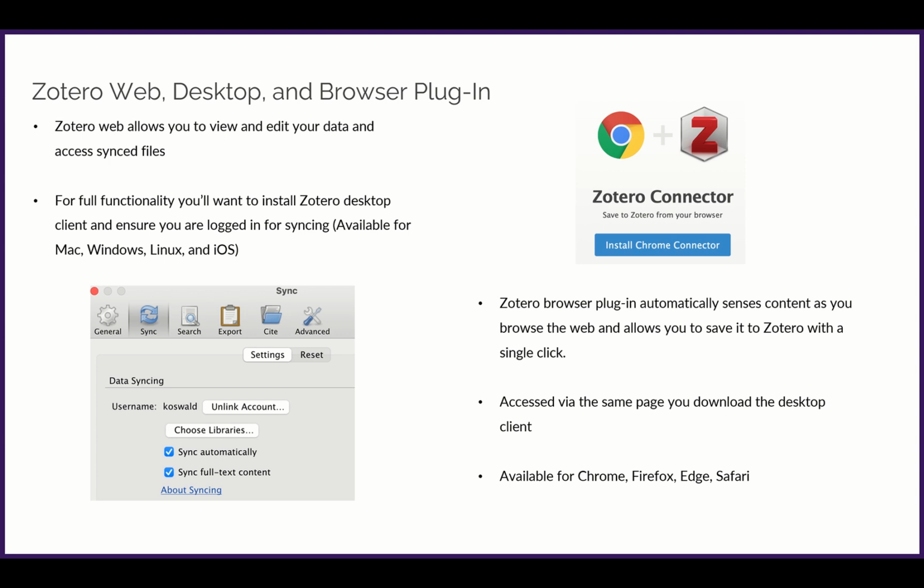We'll go over that in just a little bit. And then you'll want to also download Zotero Connector, which is an extension for your browser. It automatically senses content as you browse the web, and it allows you to save to Zotero with a single click. It's also accessed via the same page that you download the desktop client, which is zotero.org. And the Zotero Connector is available for Chrome, Firefox, Edge, and Safari.